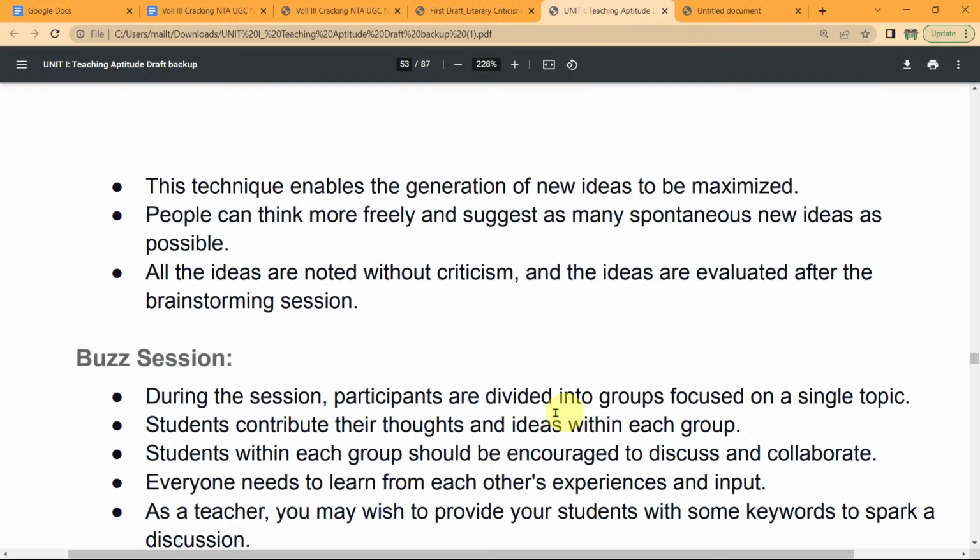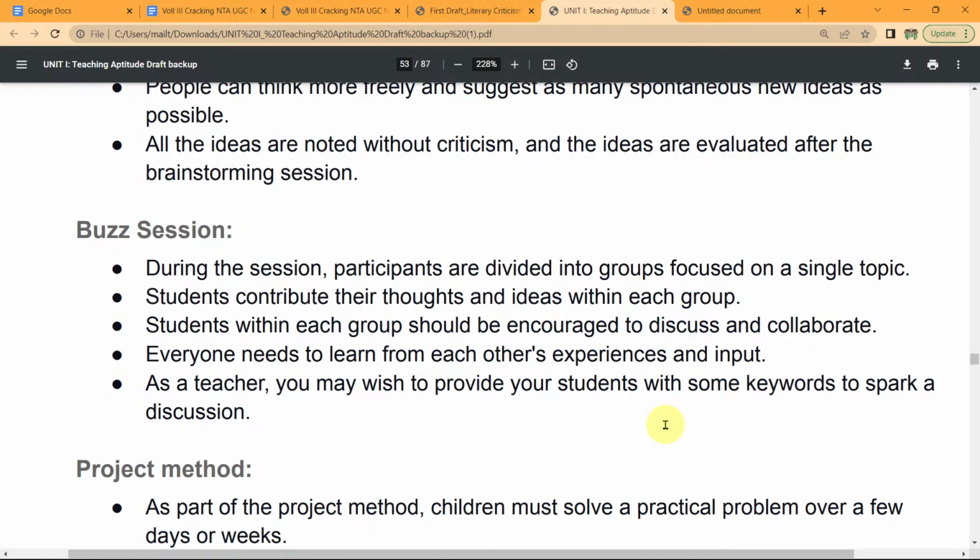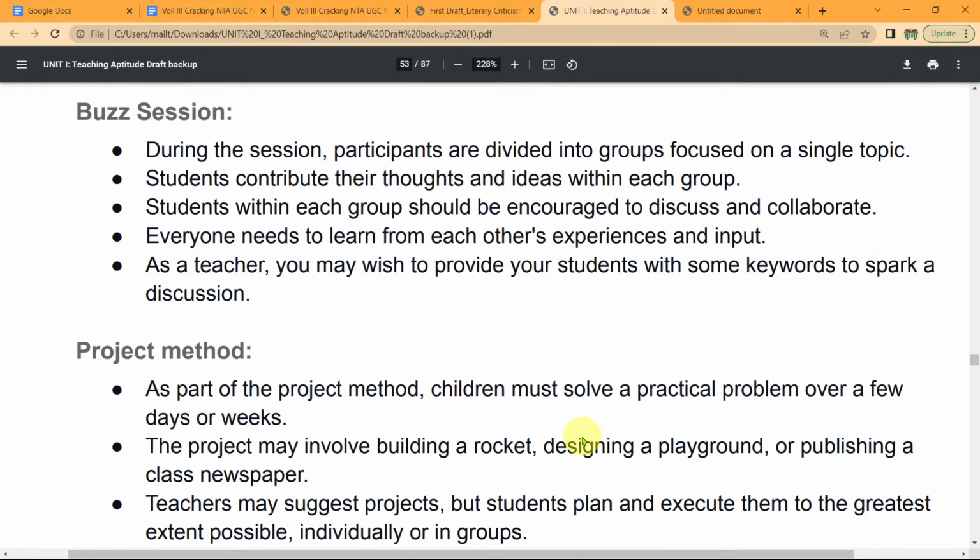So that will be your buzz session. Students within each group should be encouraged to discuss and collaborate. Everyone needs to learn from each other's experiences and input. Project method: suppose the teacher gives you a project where you have to go out and collect information, do research, do practical problems, and create charts. All these things come under the project method.